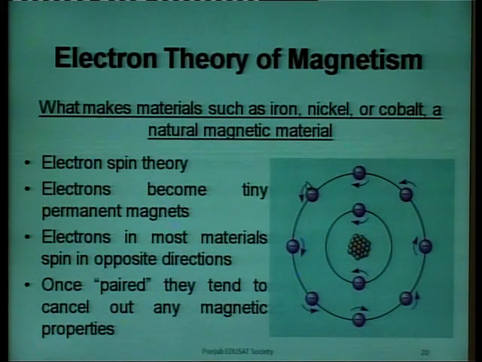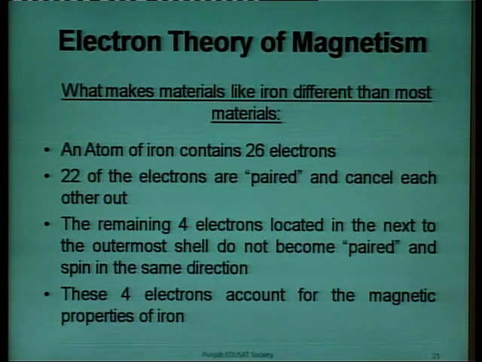As we all know, electrons spin about their axis, so these electrons become tiny permanent magnets. In most materials the electrons spin in opposite directions, and once these electrons are paired they tend to cancel out any magnetic properties. So this is the reason why ferromagnetic materials can be easily converted into magnetic material.